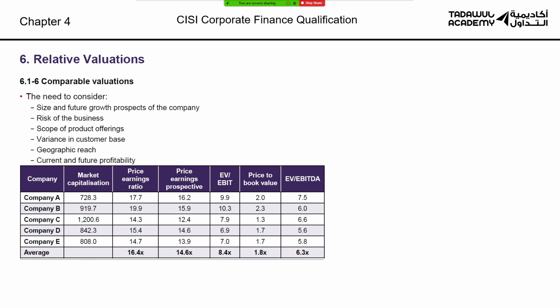Hedge funds, on the other hand, don't have a relative valuation. Hedge funds are compared to their own performance, so we call it absolute valuation. So absolute is when you compare something to itself. Relative is when you compare something to something else.